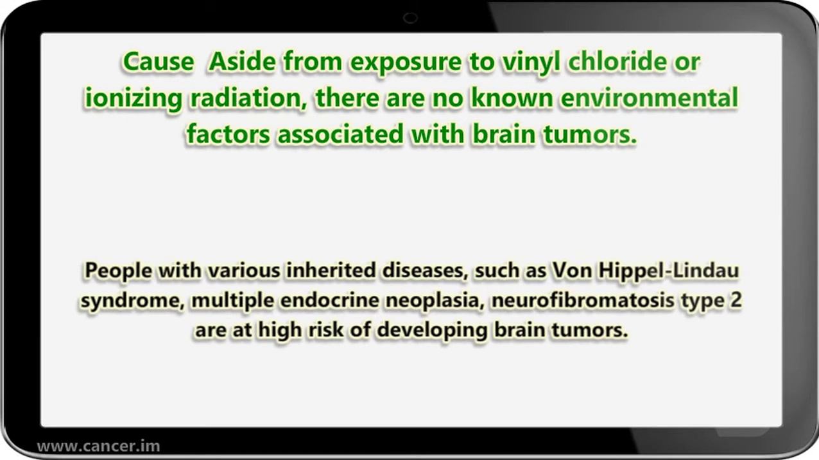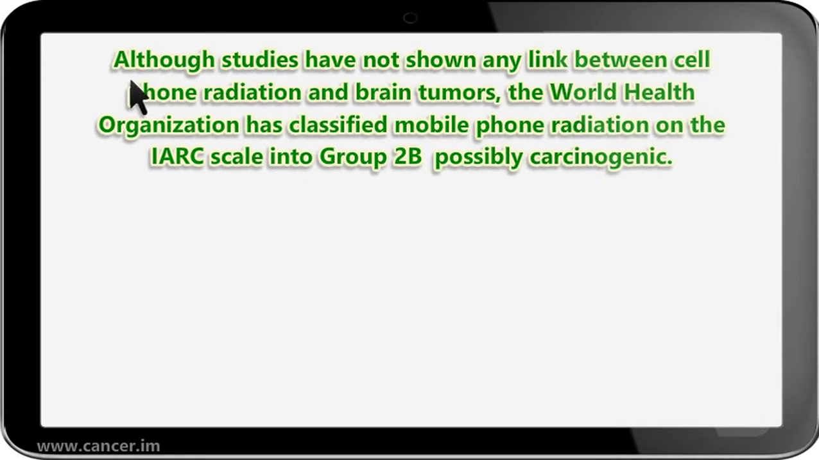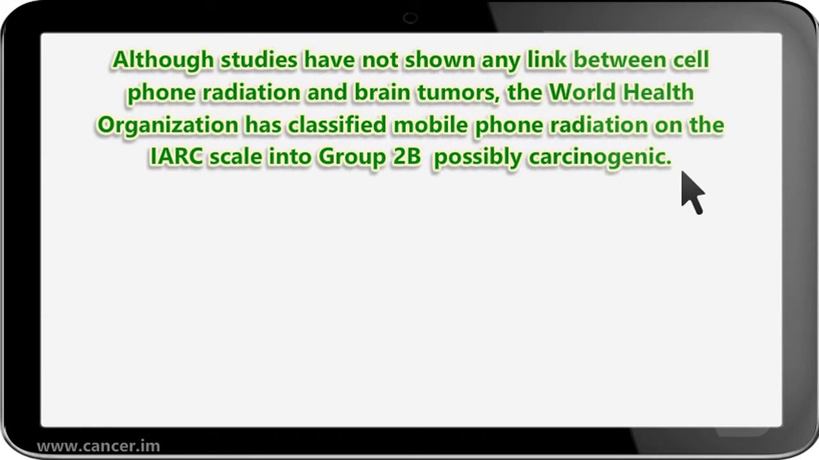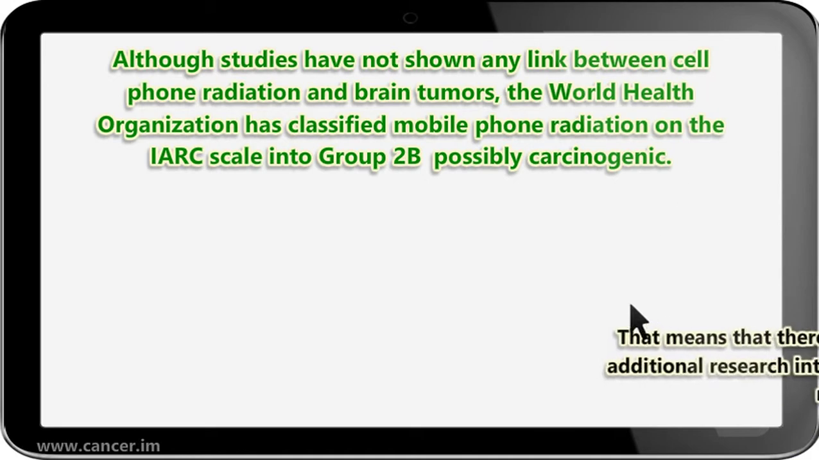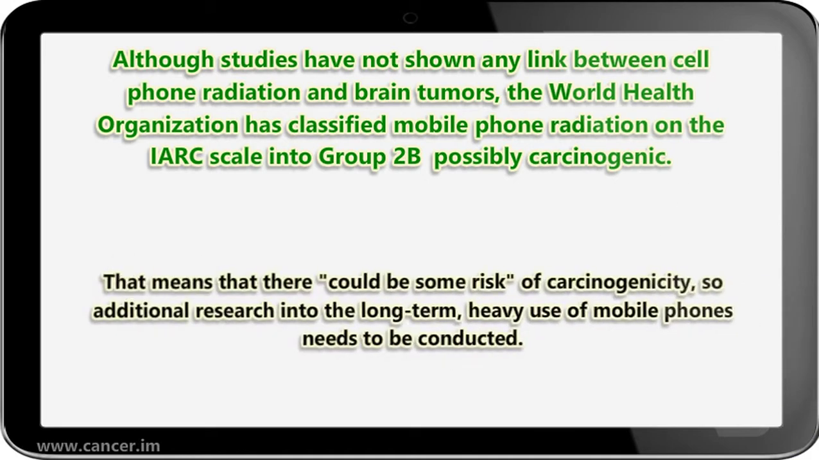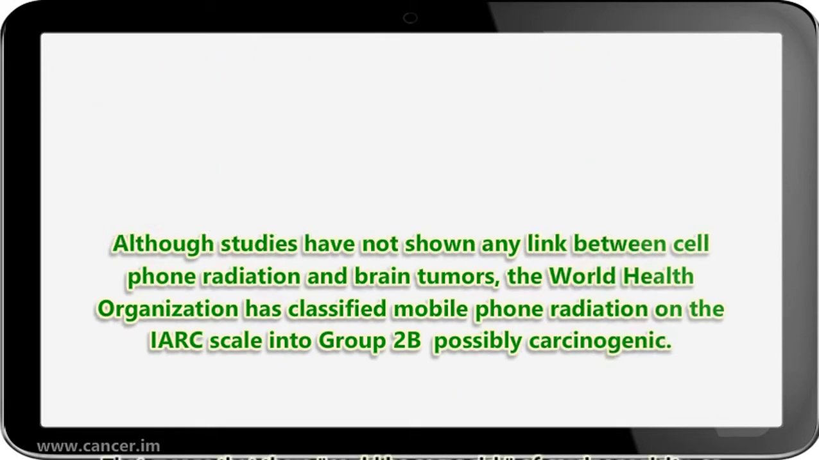Although studies have not shown any link between cell phone radiation and brain tumors, the World Health Organization has classified mobile phone radiation on the IARC scale into Group 2B, possibly carcinogenic. That means that there could be some risk of carcinogenicity, so additional research into the long-term, heavy use of mobile phones needs to be conducted.